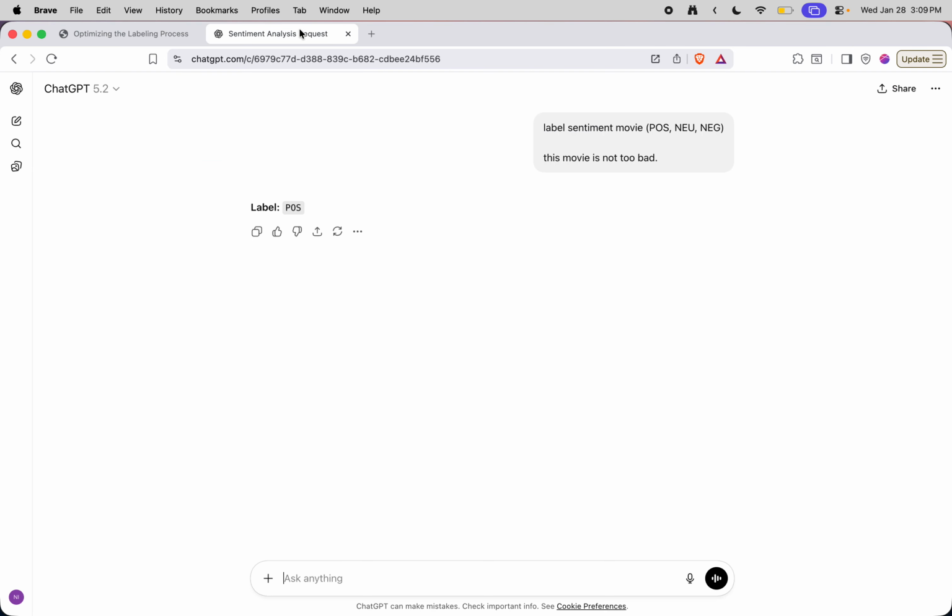Let's just look at an example. If on ChatGPT I give this question, label sentiment positive, negative, neutral, this movie is not too bad, it labels it to be positive. This is the simple LLM labeling tool. Could you use this for 10,000 examples? Why not?